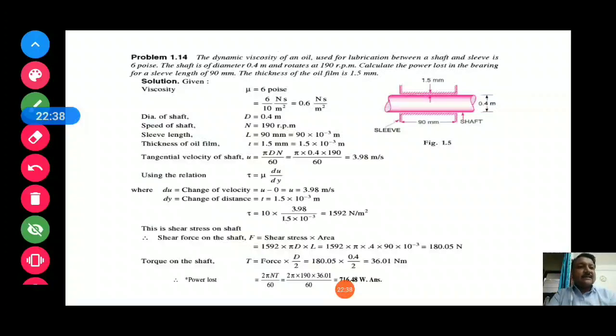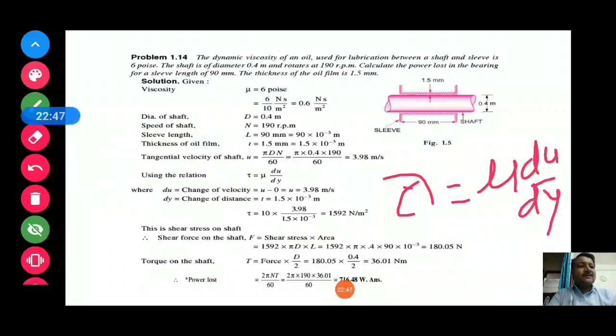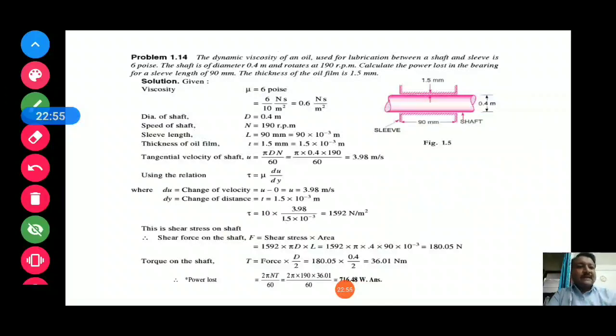Use the formula, that is Newton's law of viscosity. Tau is equal to mu du by dy. So by using this formula, put the values of given quantities. Mu is given as 0.6 Newton second per meter square. So putting the values, you can find tau. So tau comes out to be 1592 Newton per meter square.